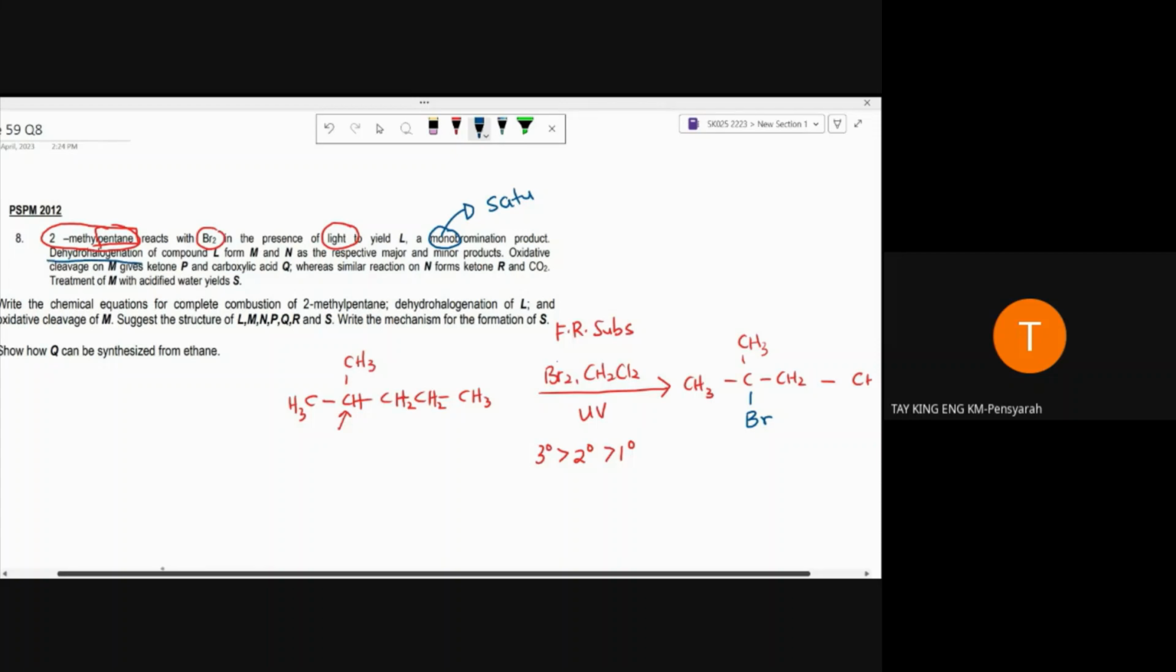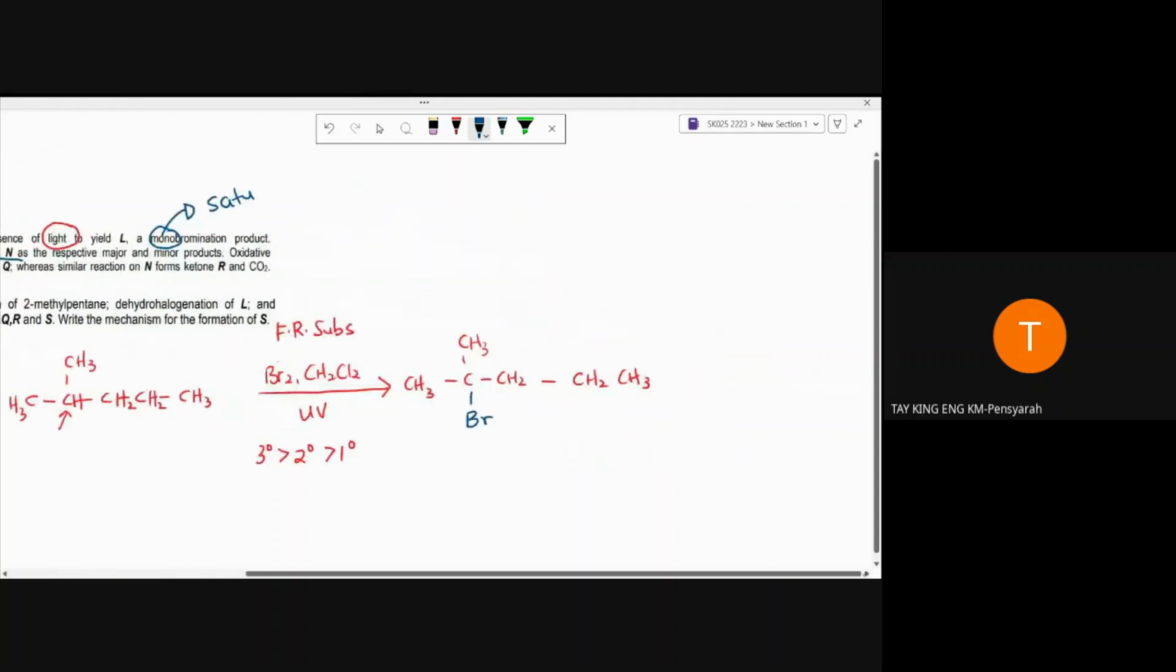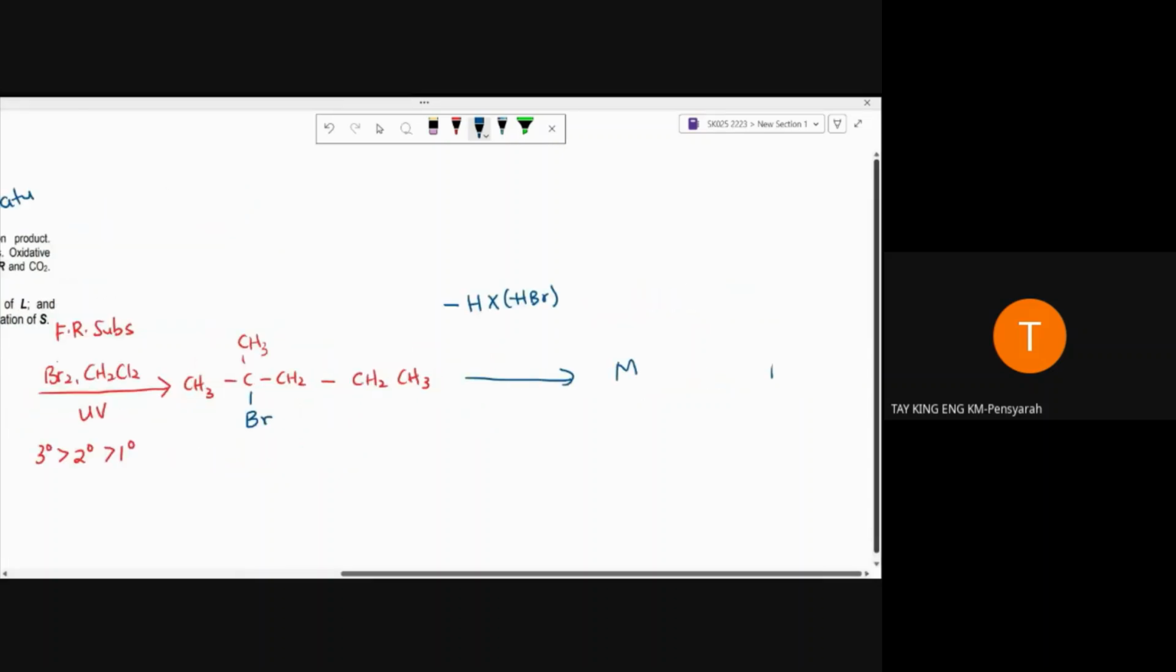dehydrohalogenation of L will produce M and N. So from here again we know that if a haloalkane undergoes dehydrohalogenation, hydro means hydrogen, H, and the halogen here is Br. So once you remove HBr, the products M and N are alkenes. So what is the type of reaction? The type of reaction is elimination.